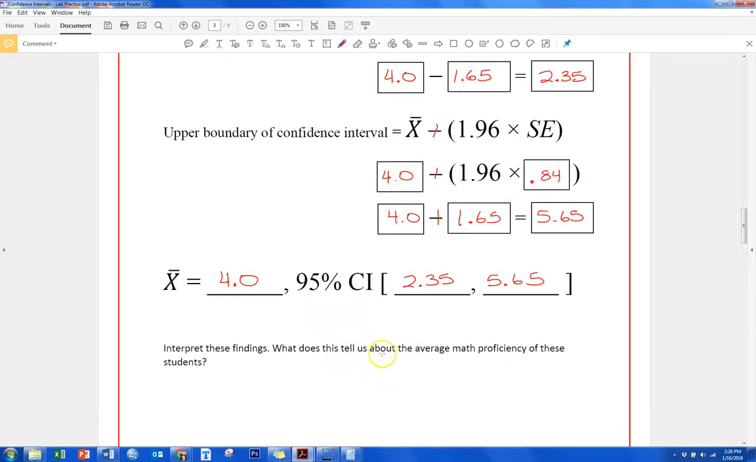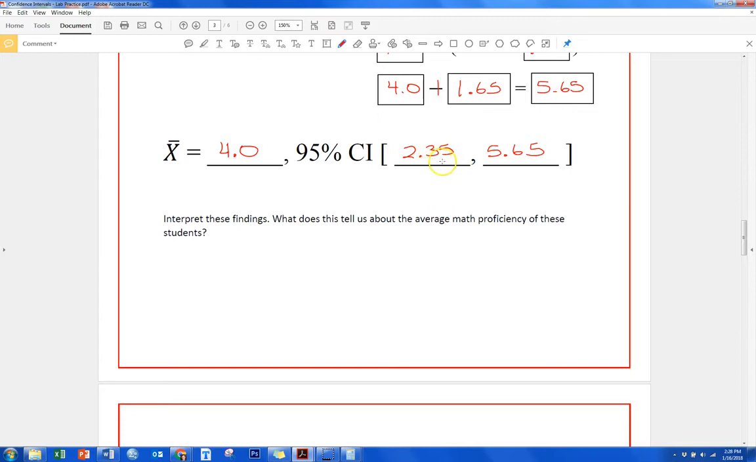Interpret these findings. What does this tell us about the average math proficiency of the students? So what do we know about the true mean of the students? So the observed mean is 4, but our 95% confidence interval is 2.35 to 5.65. So if the mean is somewhere between 2.35 and 5.65, what does that mean?